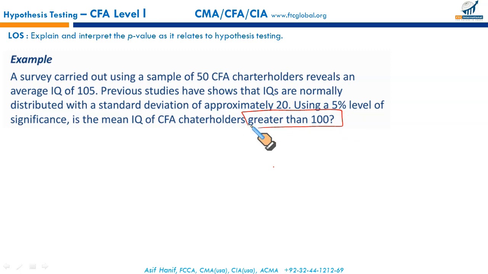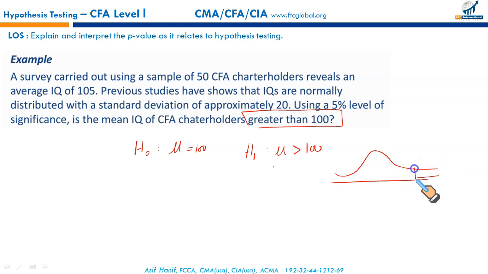Now first let us set up the null hypothesis. The mean is equal to 100. The alternative hypothesis, which you can denote by HA or H1, is that the mean is greater than 100. So what you're looking for is the region to the right side, the right tail. Now let us first calculate the Z value.